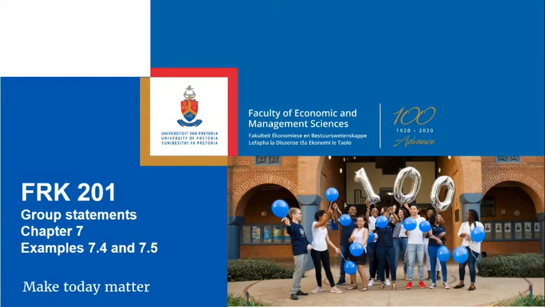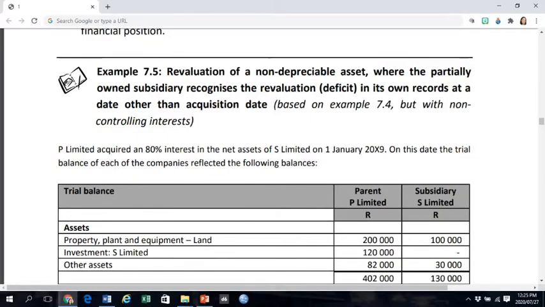Group Statements, Chapter 7, Examples 7.4 and 7.5. Example 7.5 looks at the scenario where there is the revaluation of a non-depreciable asset, so we're still working with land, where the partially owned subsidiary recognizes the revaluation in its own records at a date other than acquisition date. It is based on the same example as in 7.4, but we're now adding the effect of non-controlling interests.